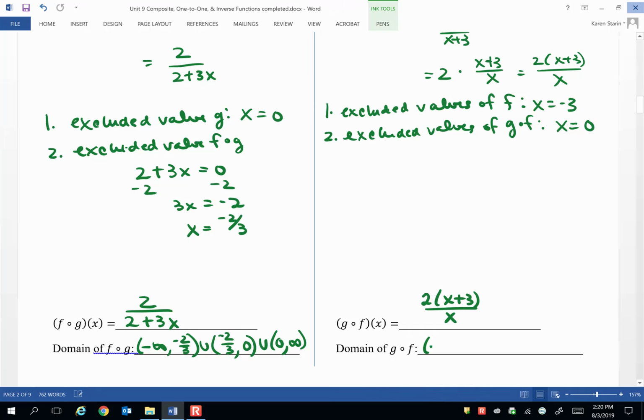So in interval notation, from -infinity to -3, union -3 to 0, union 0 to infinity.